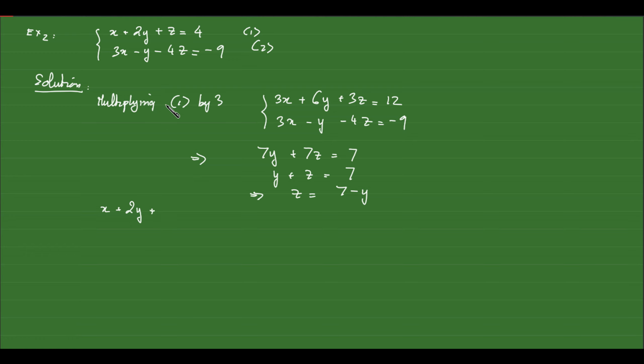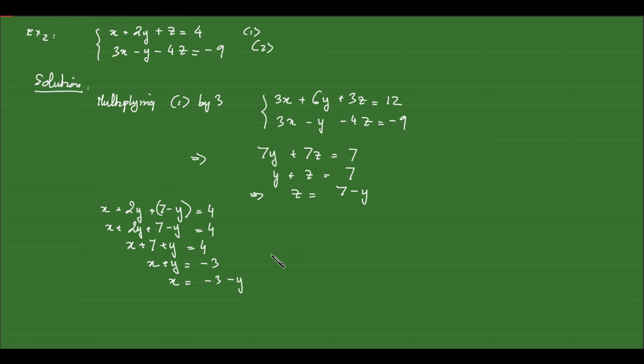Z is 7 minus y, so 7 minus y here, right? Equal 4, right? Then you have x plus 2y plus 7 minus y equal 4. Then you have x plus 7 plus y equal 4. Then x plus y equals negative 3. Then from here I can solve x in terms of y: negative 3 minus y.